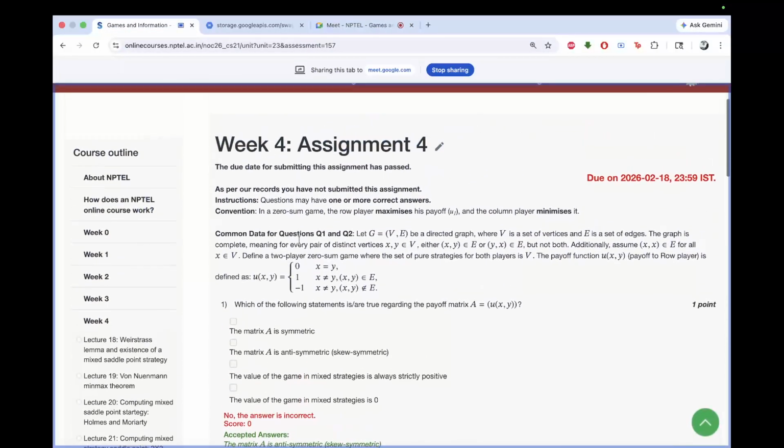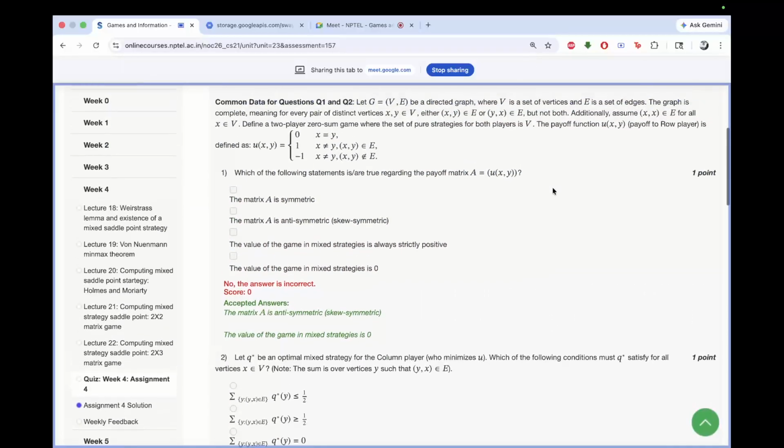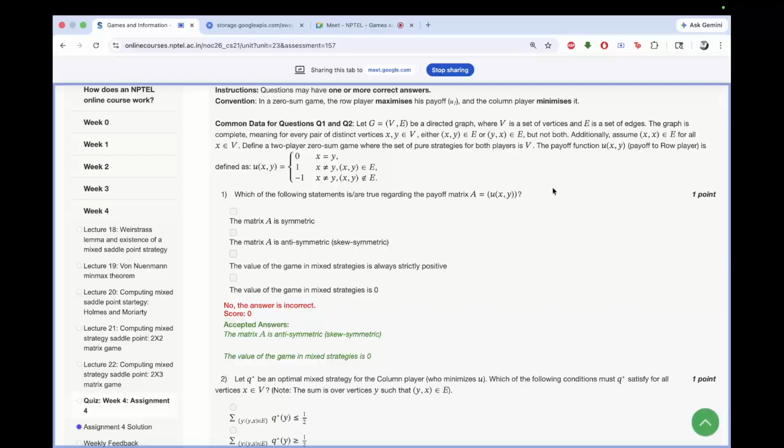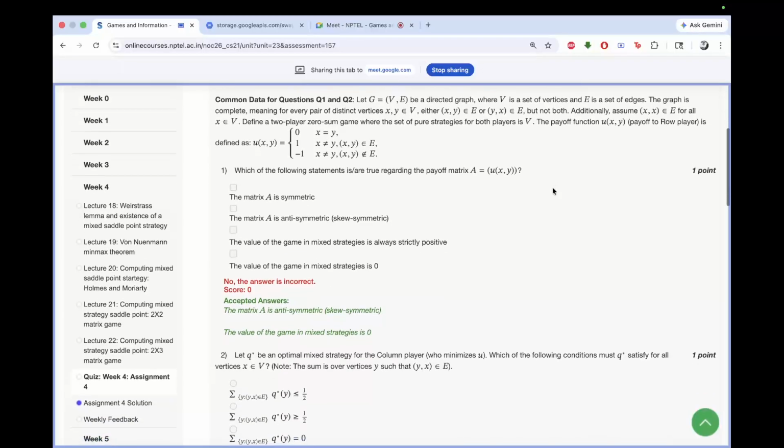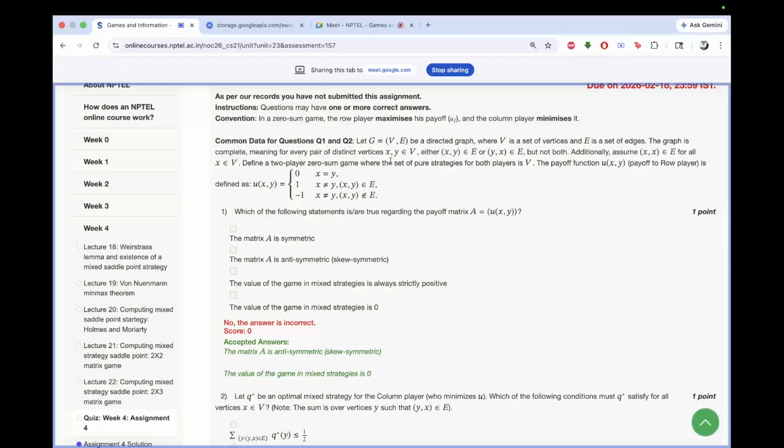So you're asking question 2 here. Let Q star be an optimal mixed strategy for the column player who minimizes U. Which of the following conditions must Q star satisfy for all vertices X belonging to V? Note the sum is over vertices Y such that (X, Y) becomes an edge. Okay, so we first need to draw this, not exactly draw.